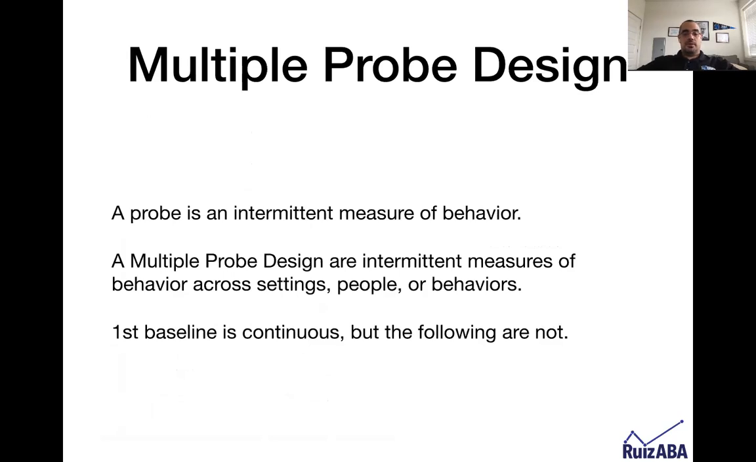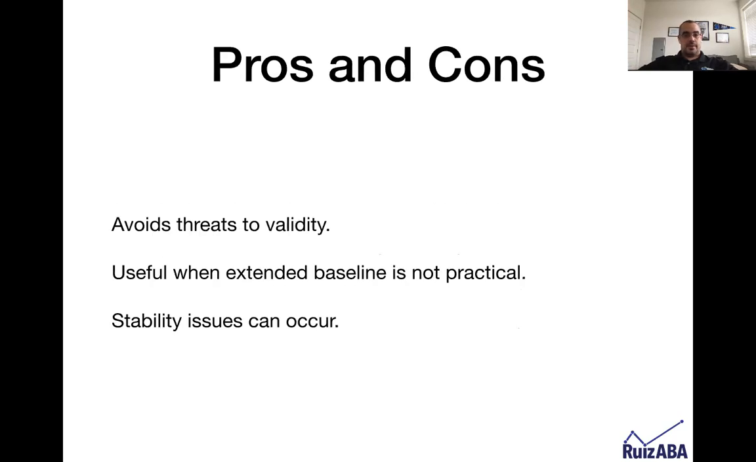A multiple probe design uses intermittent measures of behavior across settings, people, or behaviors. Same rule as the multiple baseline design in that the first baseline is continuous, but the other two aren't. So you're not going to be collecting data like you would in a multiple baseline, every single session or every single day. So let's take a look at what that could look like in a minute.